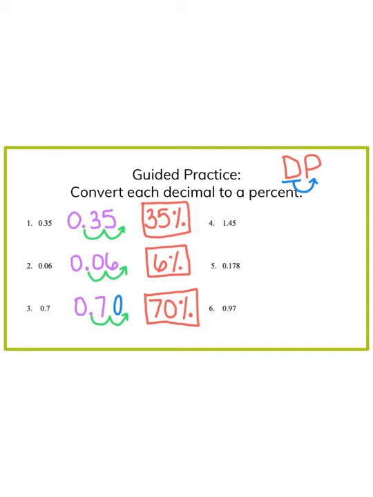In question number 4, we are converting 1 and 45 hundredths to a percent. Again, I see my decimal point already in my number, so I just need to move it over 2 spaces to the right. 1, 2. So my percentage is 145%, and I'm including my percentage sign.